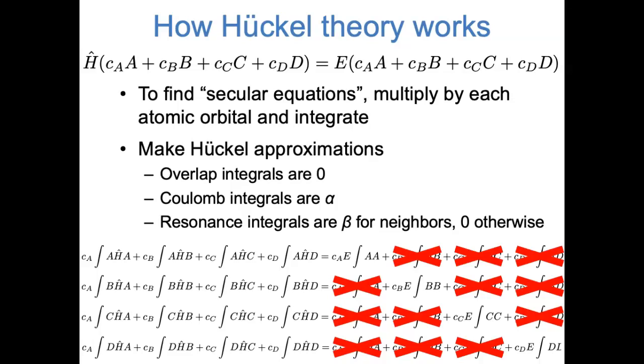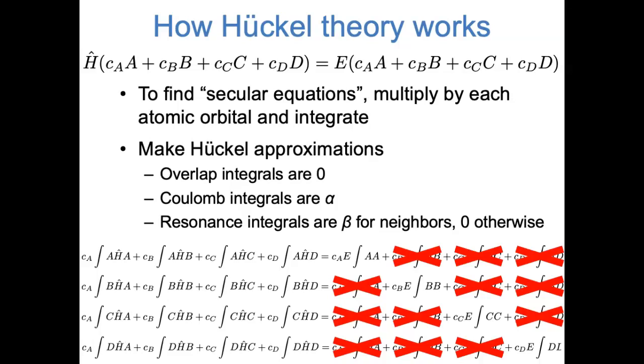I should point out that this is a fairly drastic approximation to assume that the overlap integrals are 0. In reality, they're not. But it turns out that we're going to retain the information about the interactions between the orbitals in the resonance integrals later on. So if we're just looking for a qualitative picture, it turns out to be okay to assume that the overlap integrals are equal to 0.